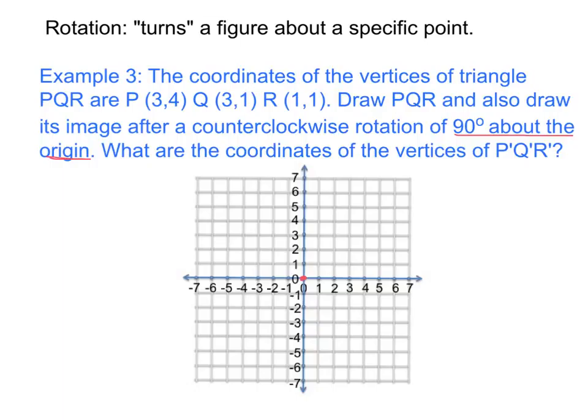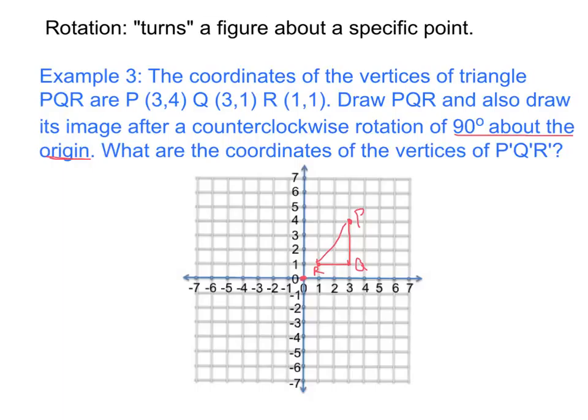First things first, we need to draw PQR. So P, go 3 and up to 4. That's P. Q is over to 3 and up to 1. And R, 1, 1. Draw in our triangle.